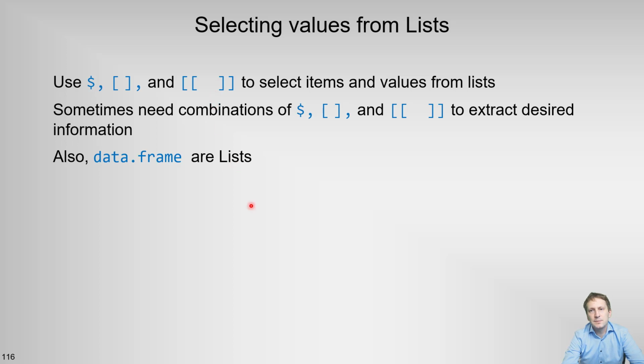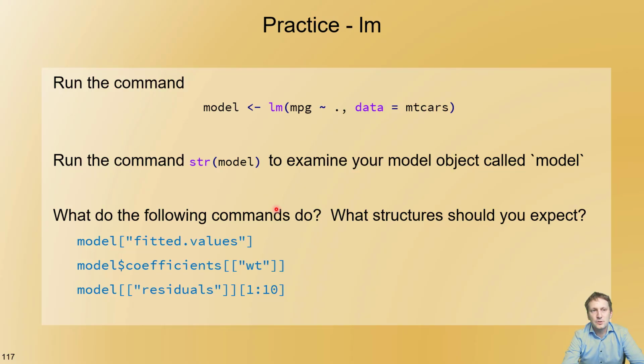And also again, keep in mind that data frames are just a special type of list, so some of these things would also apply to a data frame. All right, so let's practice that a little bit, and let's have a more applied example. The lm function in R fits a linear model, so a standard multiple linear regression model. So let's actually fit one for that mtcars data set.